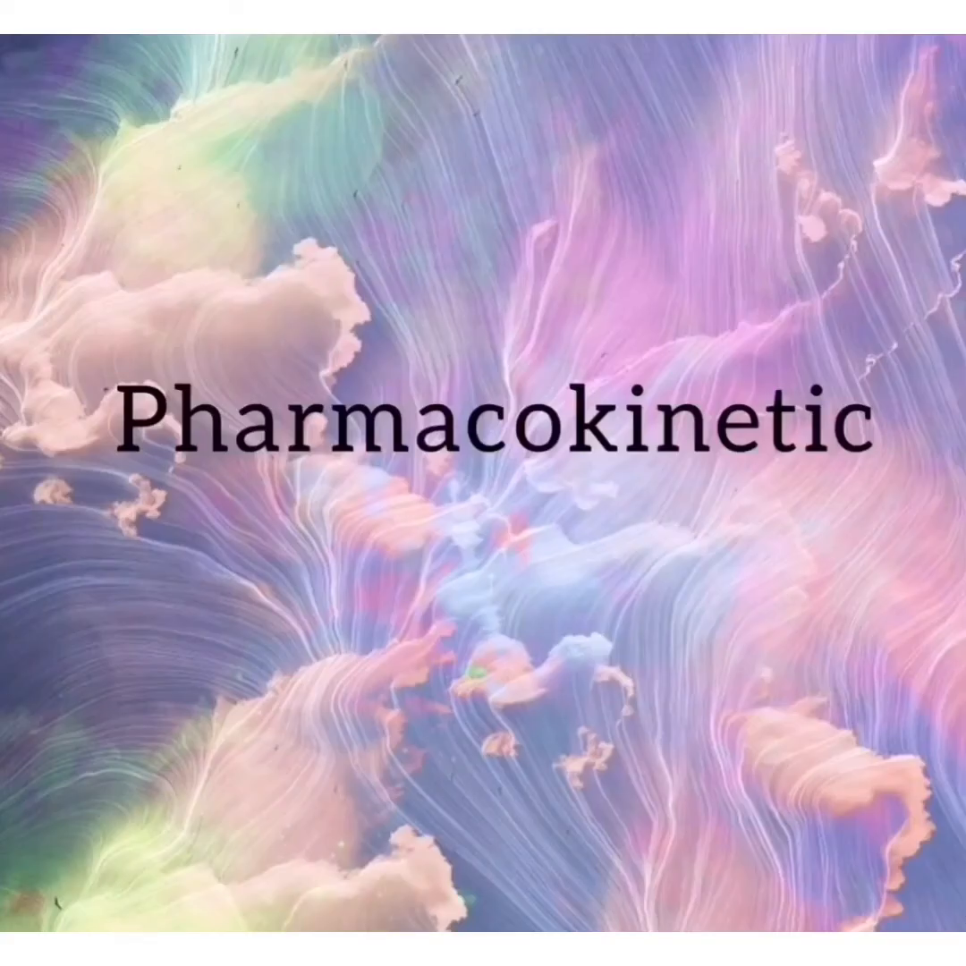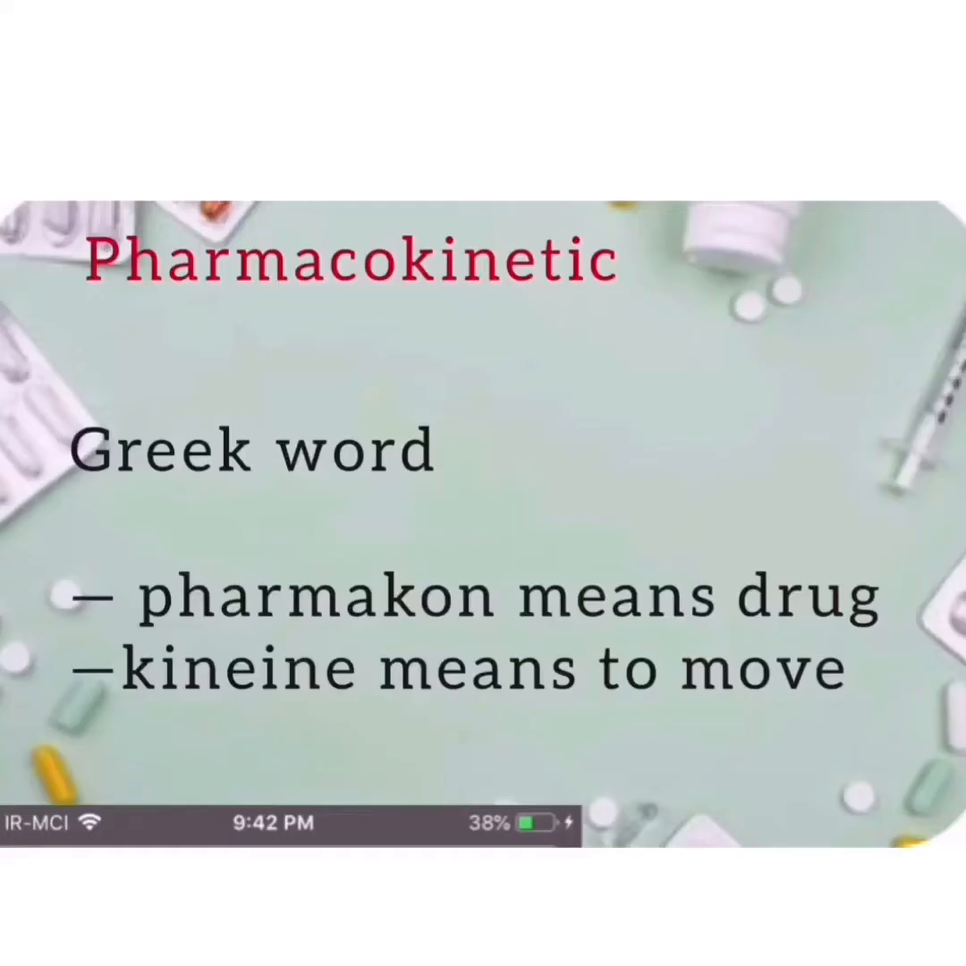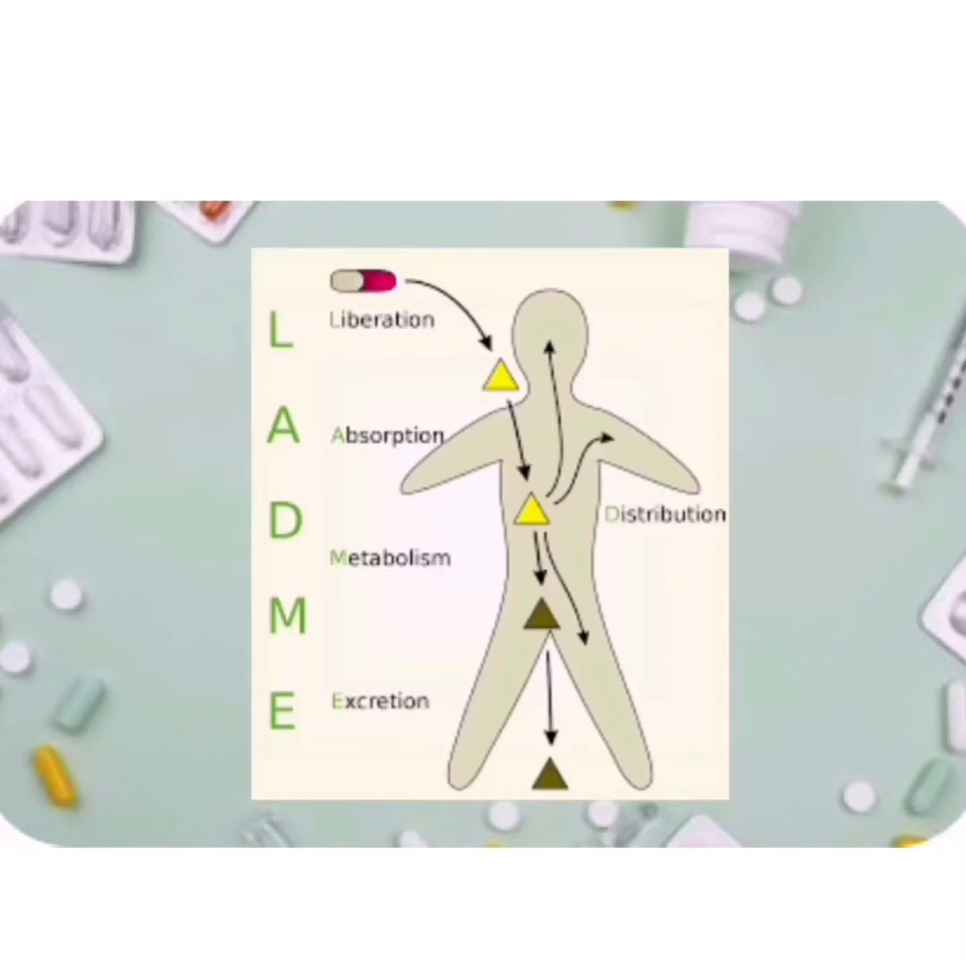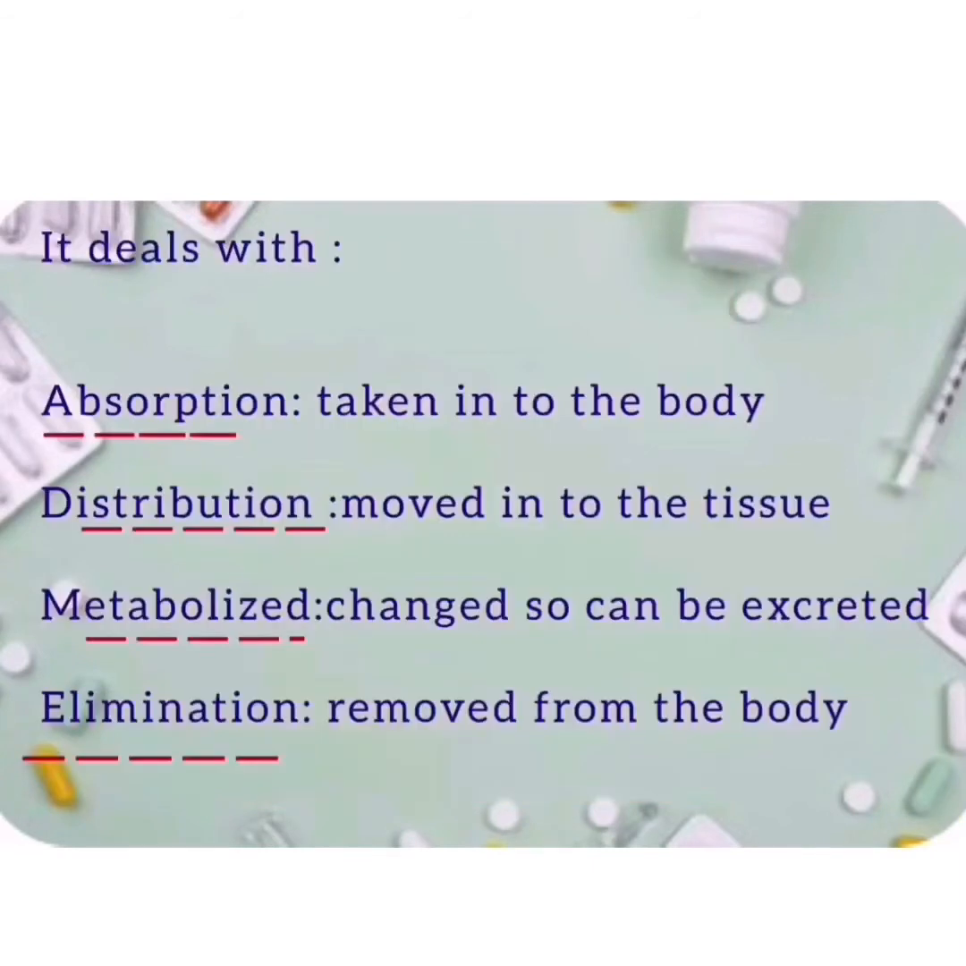First, we go through pharmacokinetic. Pharmacokinetic is a Greek word. Pharmakon means drug and kinetic means to move. And actually this pharmacokinetic deals with the absorption, distribution, metabolism, and elimination. As we see in this picture, absorption is taken into the body, distribution move into the tissue, metabolize change, so can be excreted, elimination removed from the body.